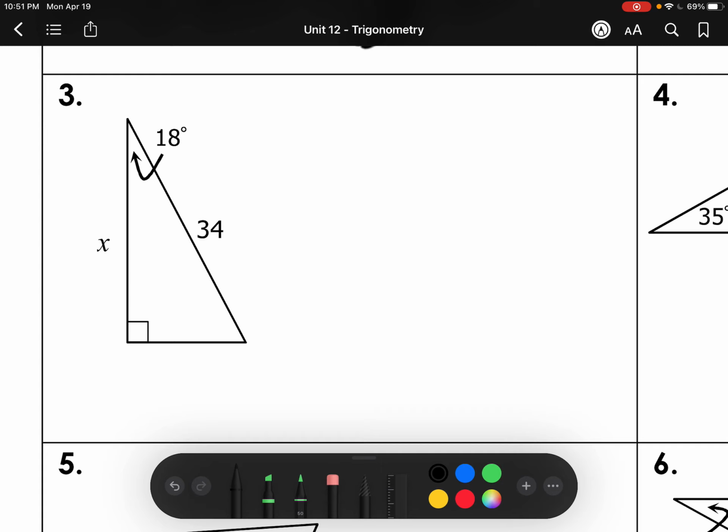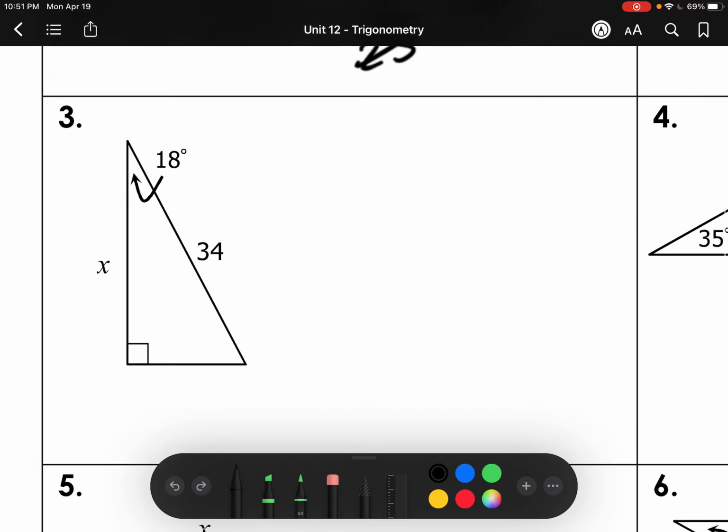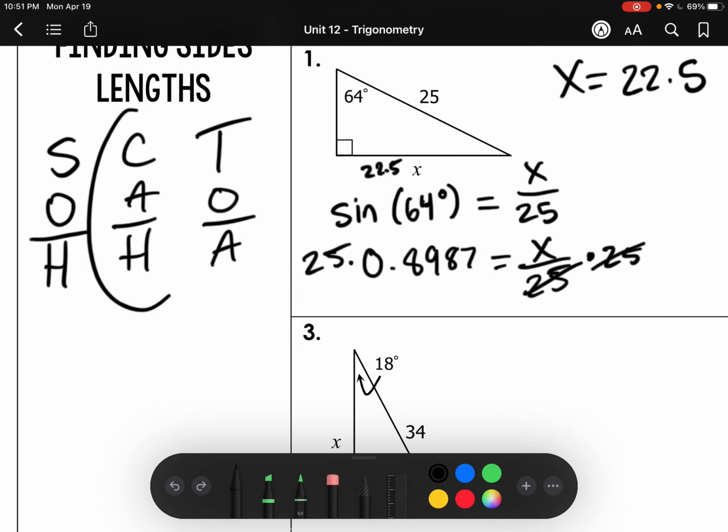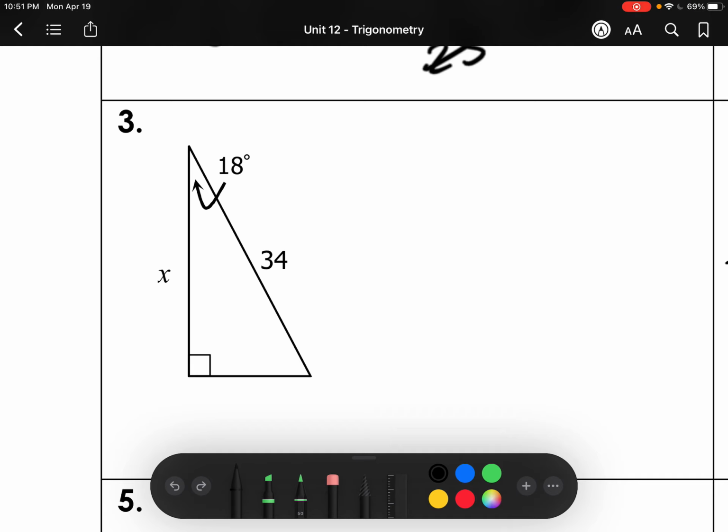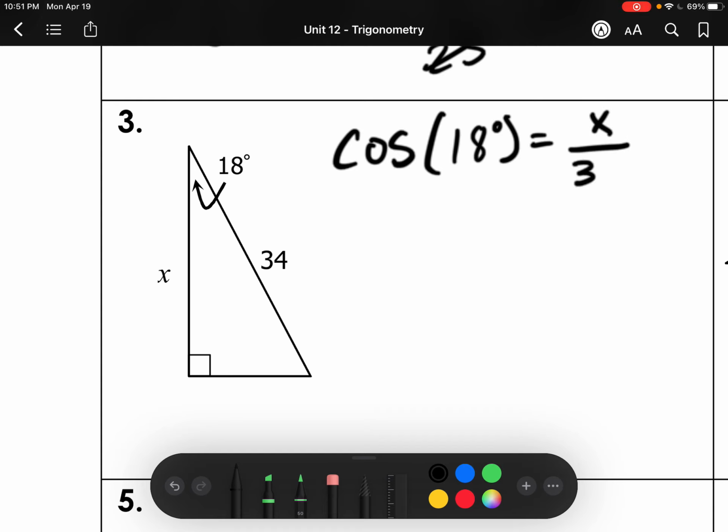So for number 3, we're given this angle right here. And we're given the hypotenuse, and we're given the adjacent side. So cosine is the one that deals with adjacent and hypotenuse. So we're going to use cosine. So we're going to write cosine of 18 degrees is equal to, so cosine is adjacent over hypotenuse. So the adjacent side is x, and the hypotenuse is 34.